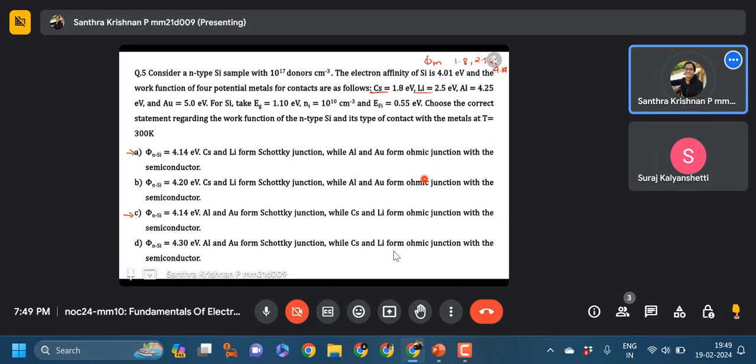From the first question, if you remember, in Schottky, phi m is greater than the phi of the n-type semiconductor. So that would be the answer, right? In the case of aluminium, it's 4.25 and gold is 5, so phi metal is greater than the 4.14 we got. Correct. So aluminium and gold form Schottky junctions, while cesium and lithium form ohmic junctions. Perfect.